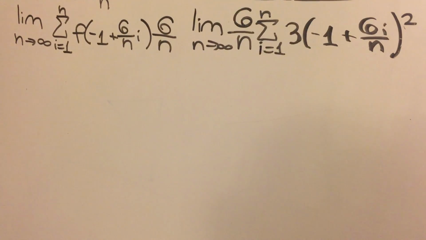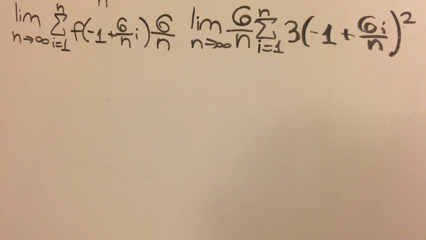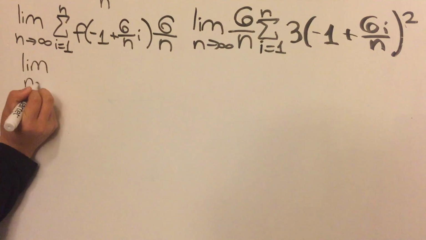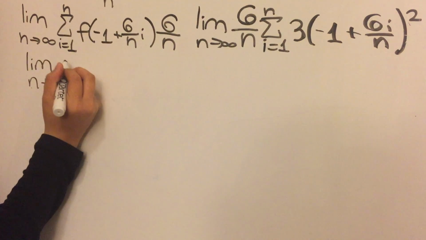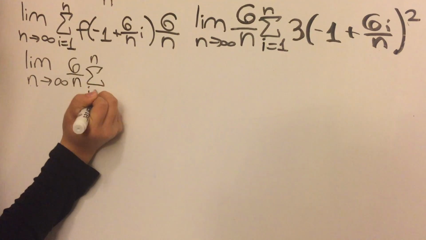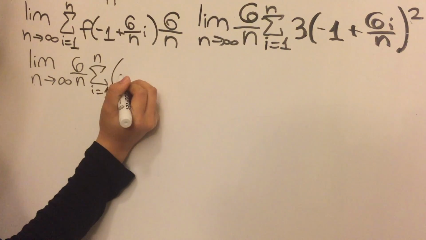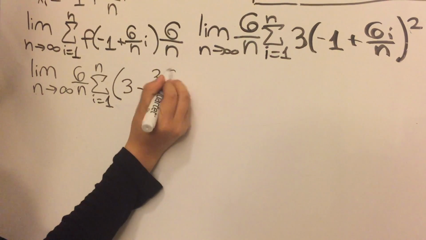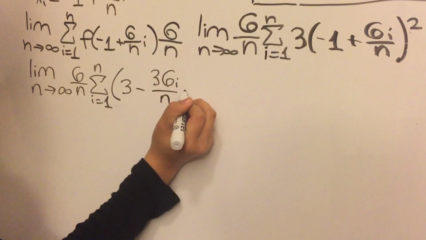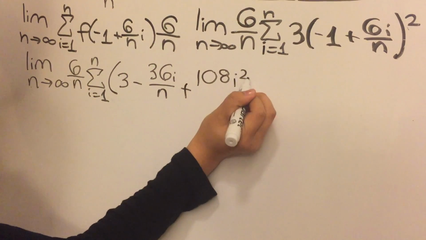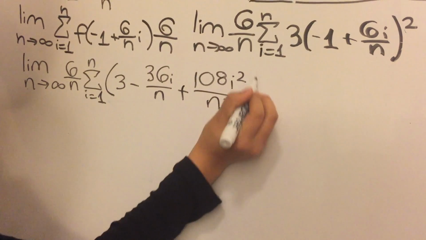So now that you have plugged in delta x and f of xi, we can expand this further into writing limit as n approaches infinity of 6 over n times sigma of 3 minus 36i over n plus 108 i squared over n squared.